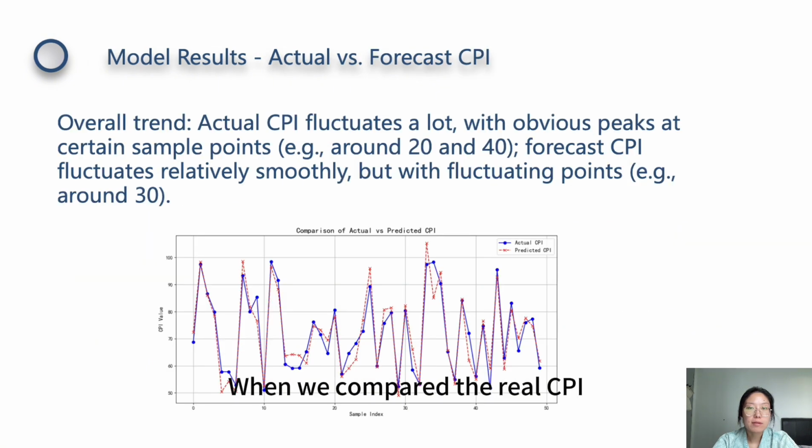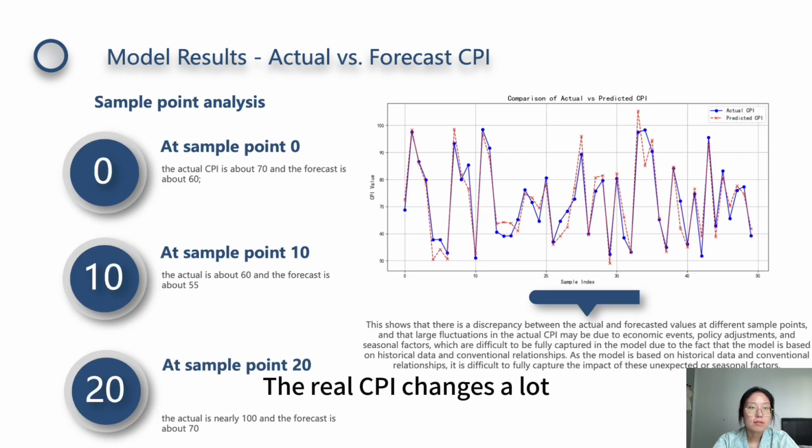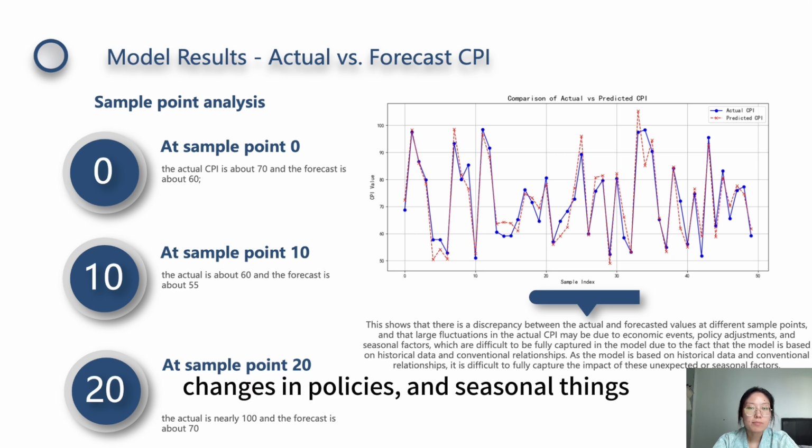When we compared the real CPI with the CPI the model guessed, we saw a big difference. The real CPI changes a lot, but the guessed CPI is more stable. This is because the real CPI can be affected by sudden economic events, changes in policy, and seasonal things. The model can't catch all these things.